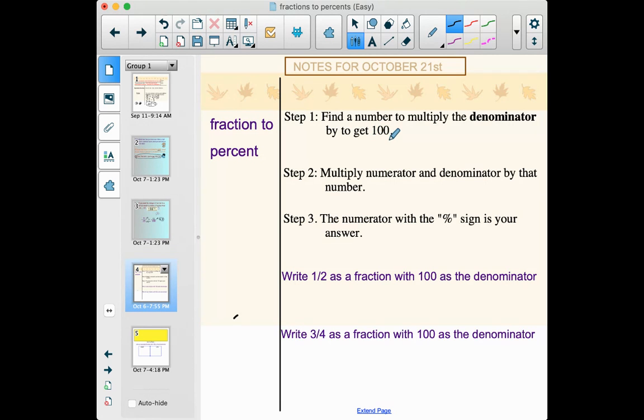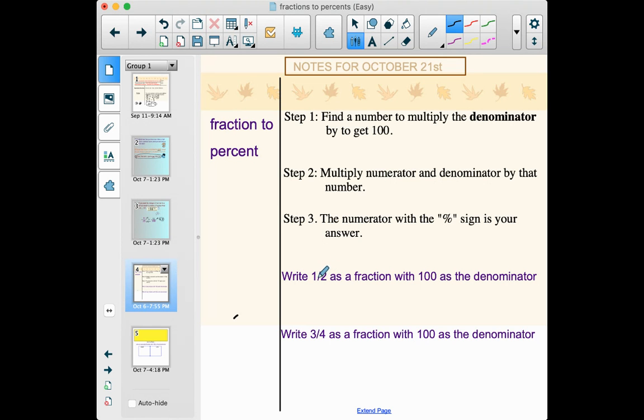Okay, so this is something we should always check first if we need to turn a fraction into a percent. After step 1, step 2 is multiply the numerator and denominator by that number. Again, we're always multiplying the same thing on top and bottom. That's very important. Step 3, the numerator with a percent sign is your answer. So just take the numerator and give it a percent sign. There's your answer. Make sure you have all 3 of these steps written down. You might need to pause the video to do that. That's okay. Resume it when you're ready, and we'll go over these next 2 examples.